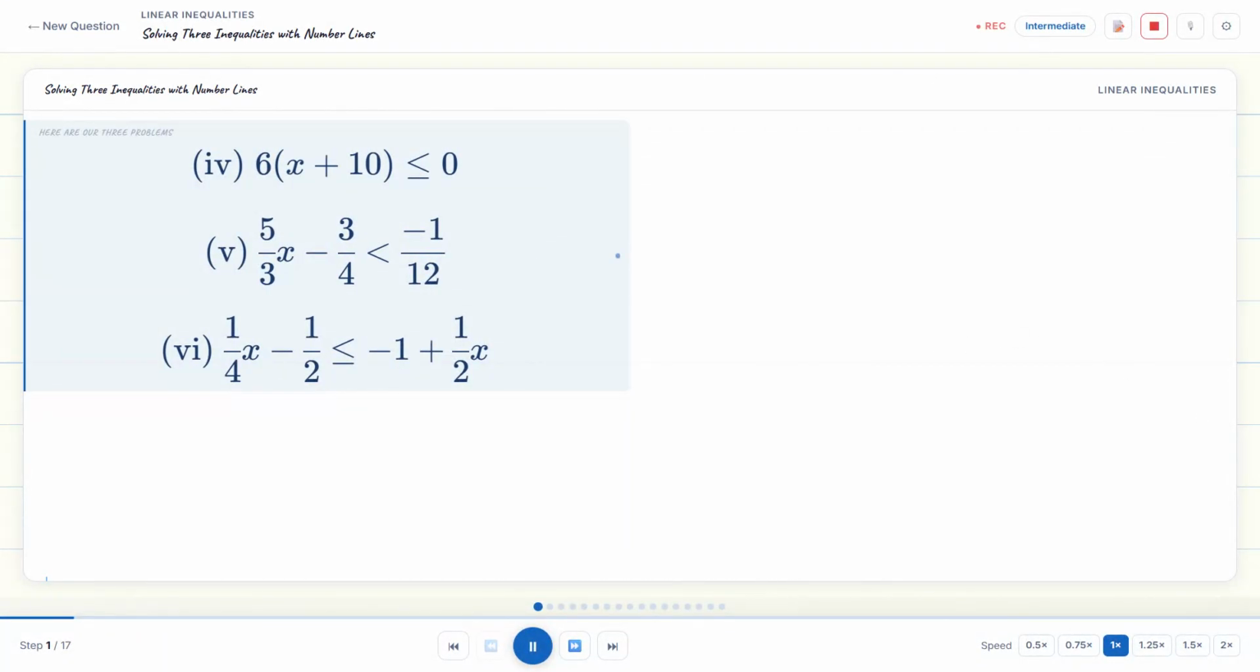We have 3 inequalities to solve. We need to find what values of x make each one true, then show the answer on a number line. Let's go.